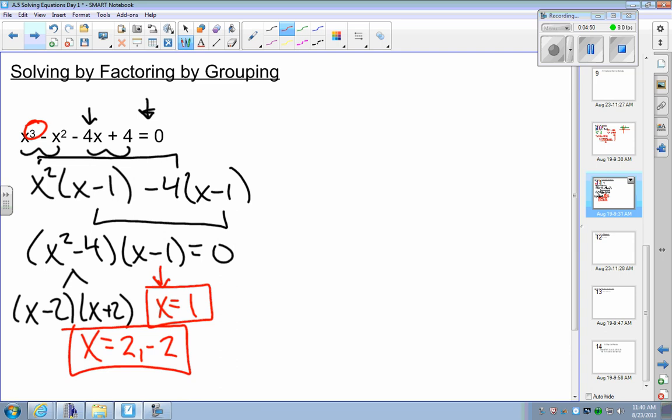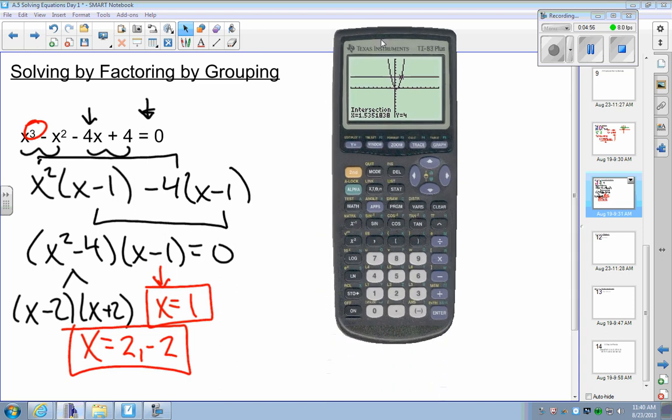You could check that in your calculator, and it's going to work. You could graph this one as well. It just becomes a little bit different if you wanted to check your answer that way instead of the table.